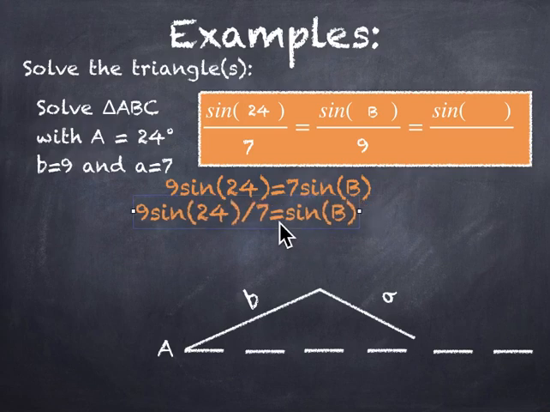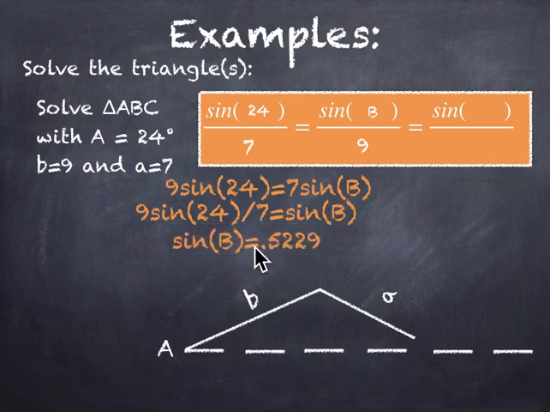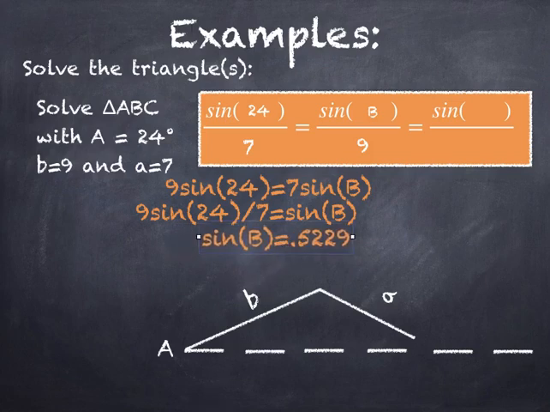And if we get out a calculator, that is approximately 0.5229. So sine of B is equal to 0.5229. So now I need to look up angle B. And to do that, I would type into my calculator second sine of 0.5229. And I would get an angle of 31.52 degrees. But that's not the only possible angle in this case. That's the smaller of the two angles.